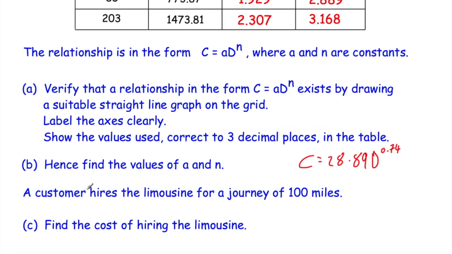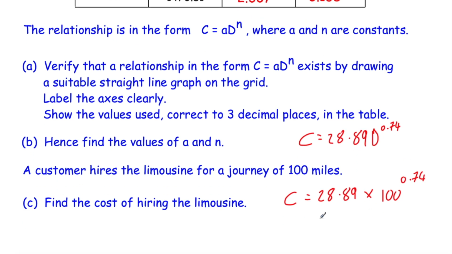Our next part says a customer hires a limousine for a journey of 100 miles. Find the cost of hiring the limousine. So we've got the relationship. We know that the cost is equal to 28.89 multiplied by d to the power of 0.74. And we've been asked to find the cost of a journey that lasts 100 miles. So the distance is equal to 100. That means we can substitute in 100 for the value of d. So the cost would be equal to 28.89 multiplied by 100 to the power of 0.74.